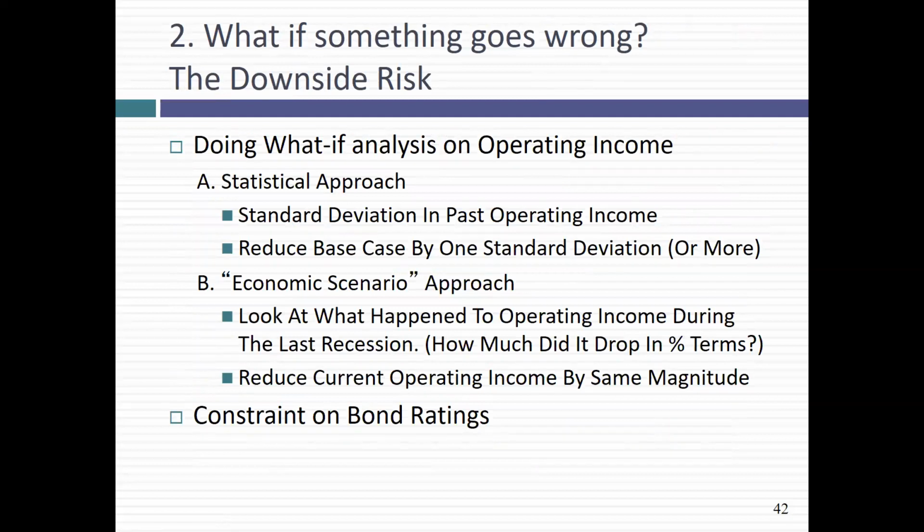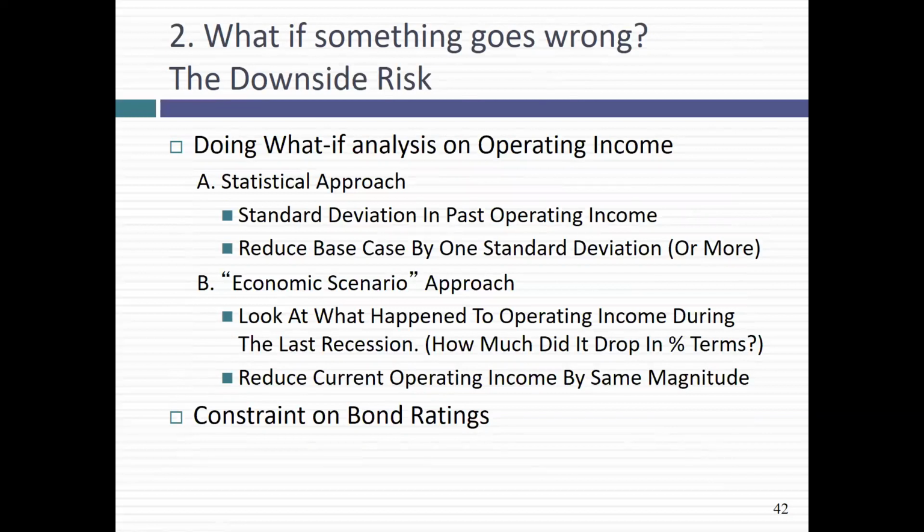So let's answer a few more concerns here. The first is, what if something goes wrong? What I mean by that is, is there a concern about downside risk? So maybe our optimal capital calculations are no longer going to be correct if there's a large change in operating income, or if there's a constraint on bond ratings. And I want to go through each of these individually.